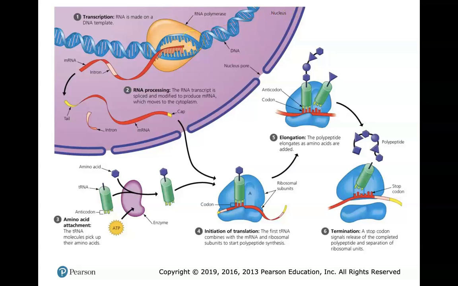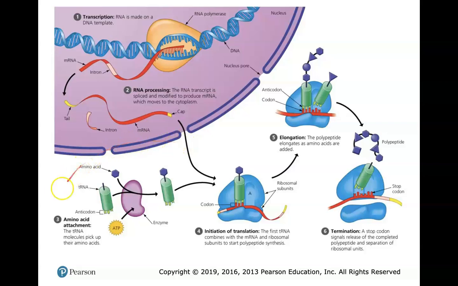Step 2, as well, occurring in the nucleus, is RNA processing. We have addition of a cap, addition of a tail, poly A tail, to the mRNA, in addition to splicing out those non-coding areas known as introns. So the editing is done, and the mRNA then leaves through the nuclear pores and continues on.